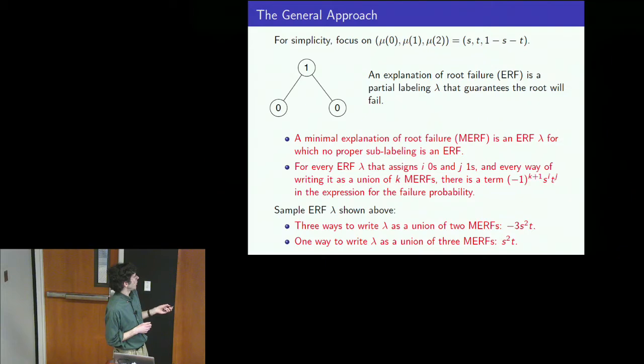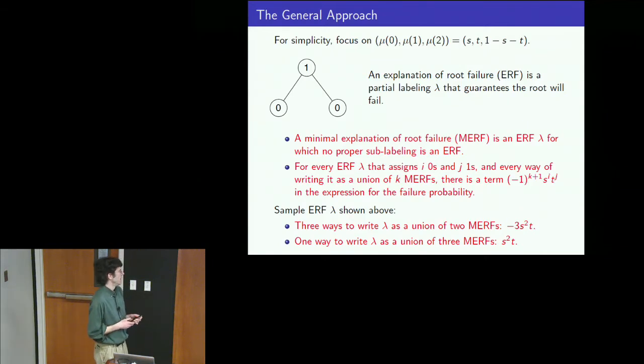Okay. And what we basically did in that Venn diagram was the following general recipe. We go over all of the explanations of root failure, all of them. In an infinite graph, that's a lot. And we look at all the ones that assign i zeros and j ones. And we look at every way of writing it as a union of k different MRFs. And then in the Venn diagram, that's going to be a k-way overlap. And so in inclusion-exclusion, that's going to contribute a term of (-1) to the k plus 1 times the probability it happens, which is s to the i t to the j.